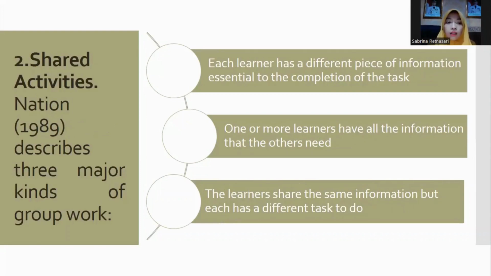The next activities are shared activities. Shared activities involve the learners achieving through group work what they couldn't achieve by working alone. It means that the teacher helps students by completing part of the tasks that the students cannot complete on their own. Nation 1989 describes 3 major kinds of group work. The first is that each learner has a different piece of information essential to the completion of the task. The second, 1 or more learners have all the information that the others need. And the last, the learners share the same information, but each has a different task to do.